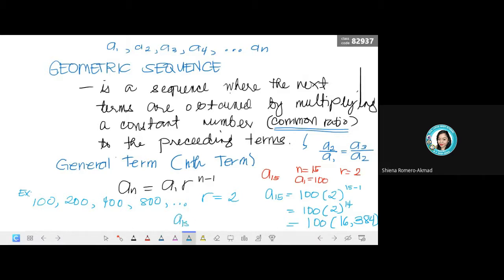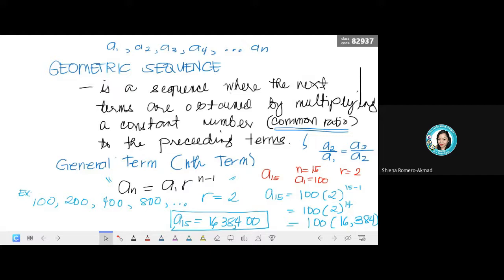A sub 15 is equal to 1, 6, 3, 8, 4. Dagdag lang tayo ng dalawang zero. So, that's 1,638,400. And that is our 15th term. Okay, so that is how you solve for the specified term using the general formula. Okay? So don't forget to remember this formula.